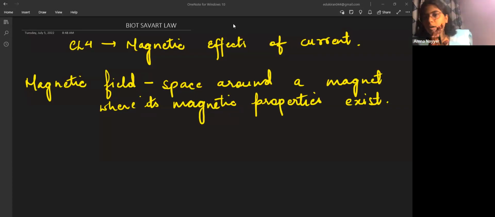See, now two things we have discussed. Initially, we had seen electrostatics.